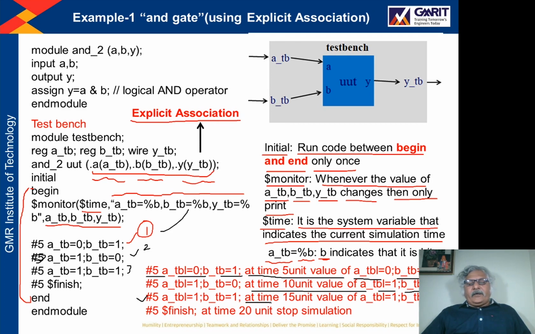So at time 15 units, the value of a_tv and b_tv will be 1, right? And in the last we have written #finish. So #finish at time 20 units stops the simulation. Okay.